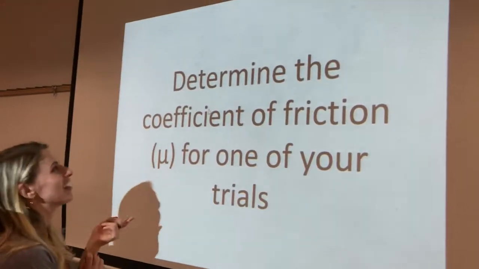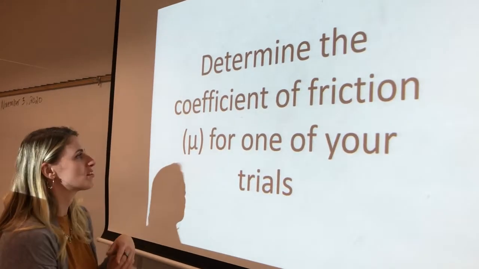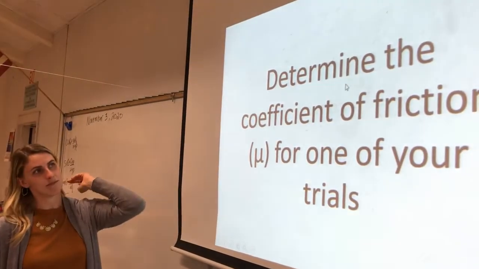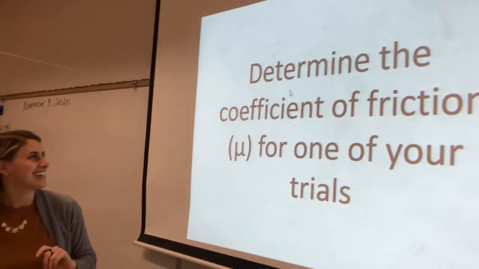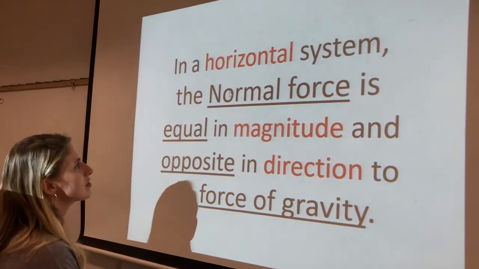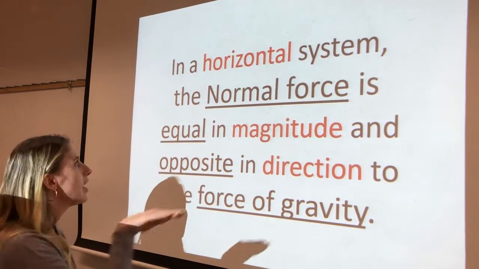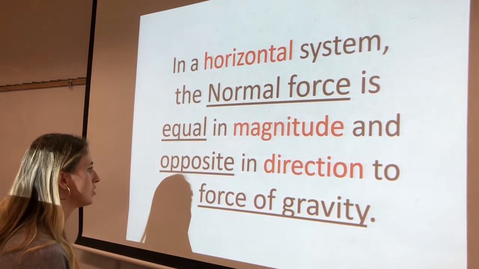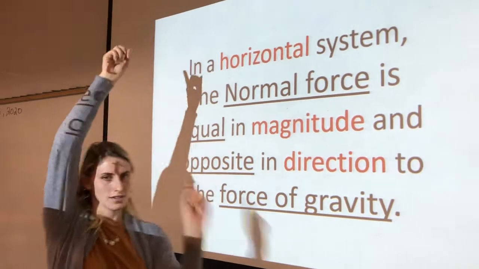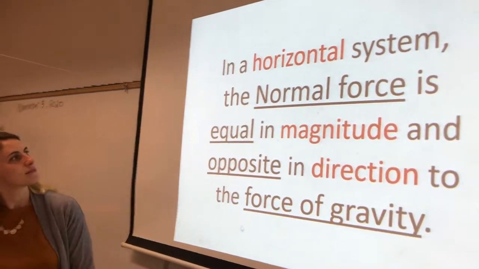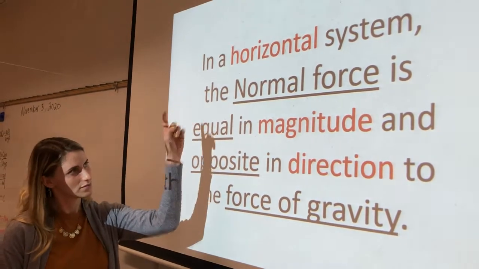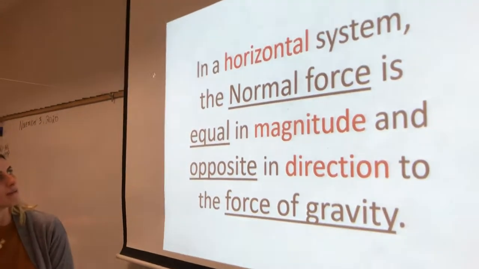Okay, and so you guys determined the coefficient of friction for all of your trials. And we went over that in class, hopefully before this video. In a horizontal system, the normal force is equal in magnitude and opposite in direction to the force of gravity. So if the system is horizontal and you know the force of gravity down, you also know the normal force up. That's an important thing. Very important.